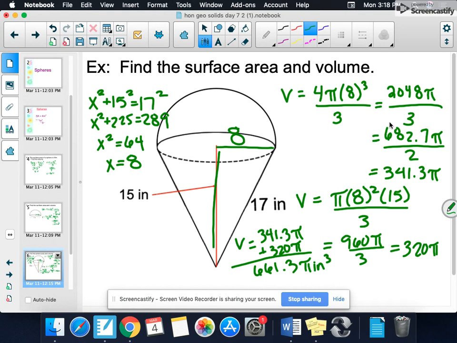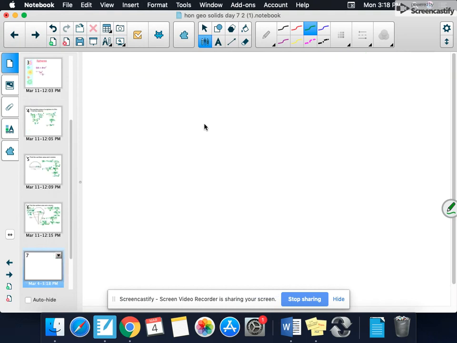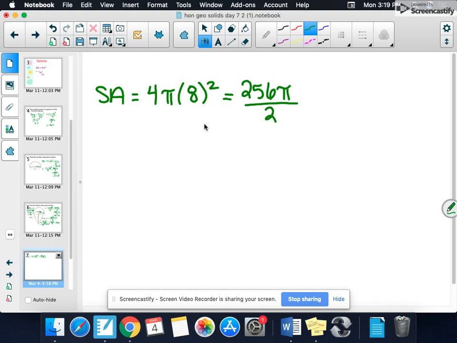So next we're going to do surface area. Surface area is just a little bit different because remember, it's what we want on the outside. So we're going to do surface area on another page here. For surface area of my sphere, and remember it's a hemisphere, it's going to be 4 pi r squared, so 8 squared. And that becomes 256 pi. Remember, I'm cutting that in half because it's a hemisphere. So that's going to become 128 pi.